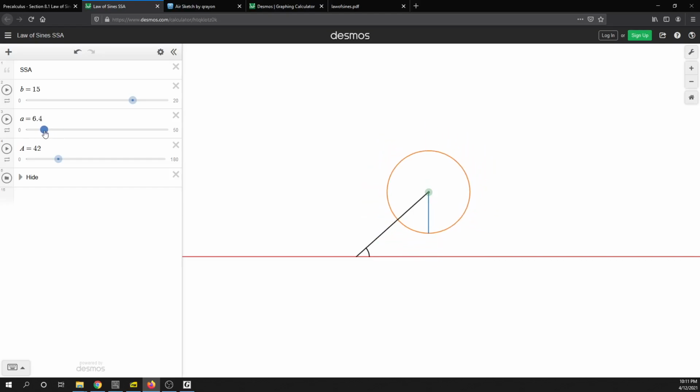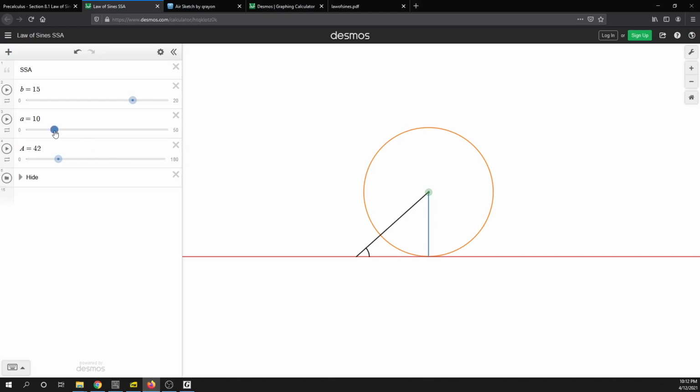In this case, the length of a is not long enough to come back and touch this red side, so you'll get 0 triangles with that information. If you make a a little bit longer, then it will eventually touch that red side, and you'll get a right triangle. This angle right here will be 90 degrees. So in that case, you would have 1 triangle.